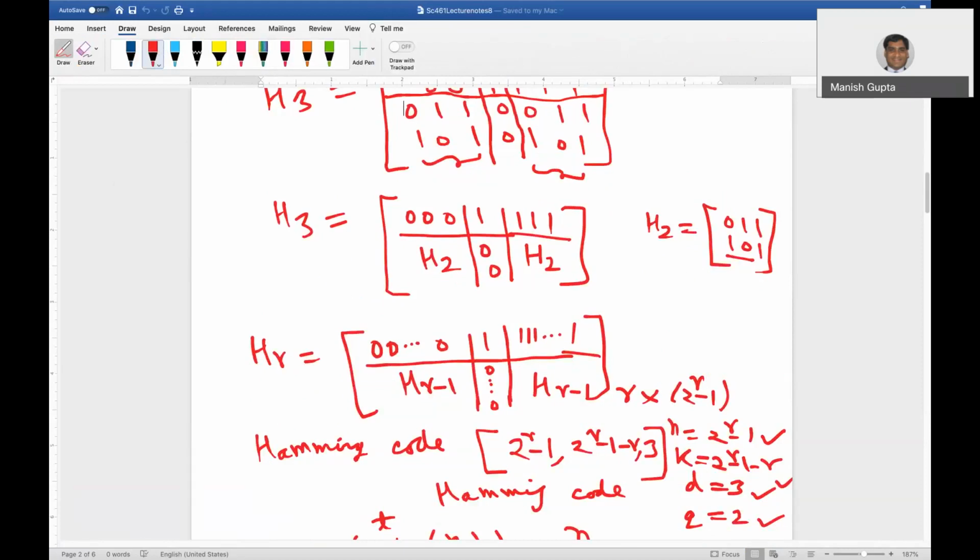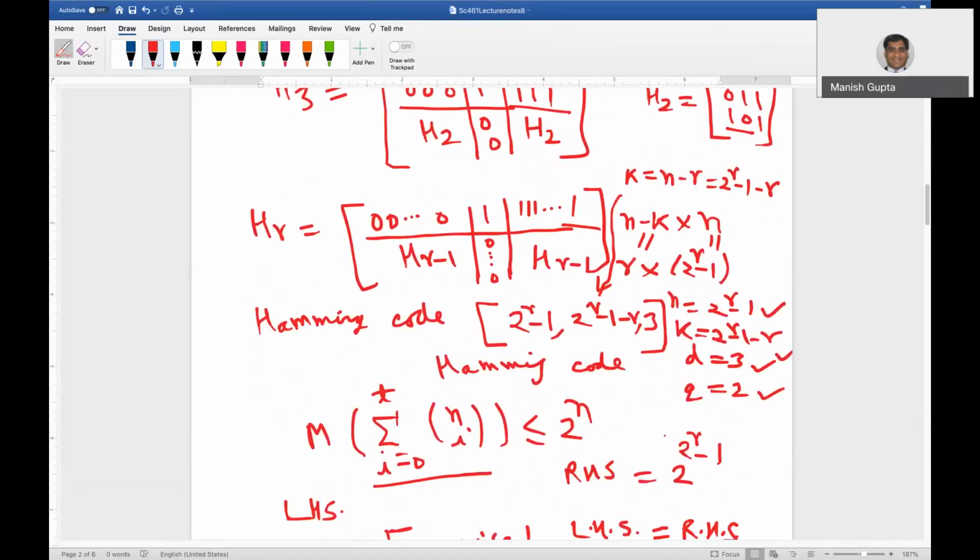you know that the size of the parity check matrix is n minus k cross n. So n here is 2 raised to power r minus 1, and n minus k is equal to r. So k turns out to be n minus r, which is 2 raised to power r minus 1 minus r. This is the dimension of the Hamming code. Okay, and the minimum distance turns out to be 3.